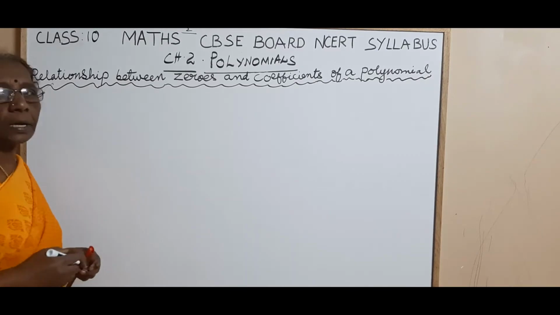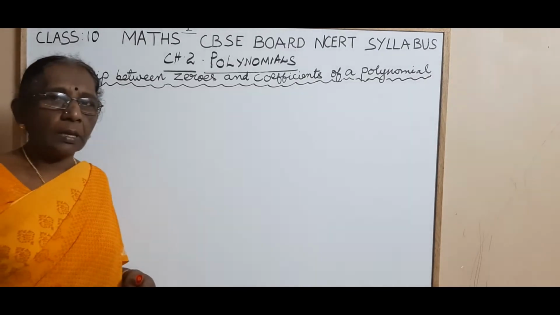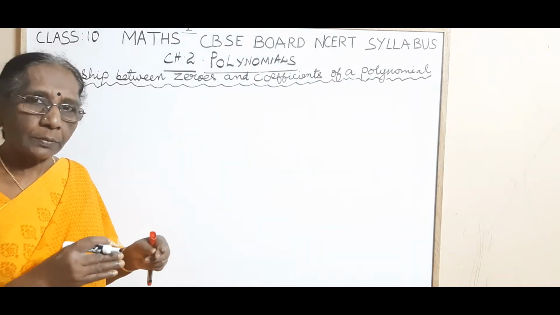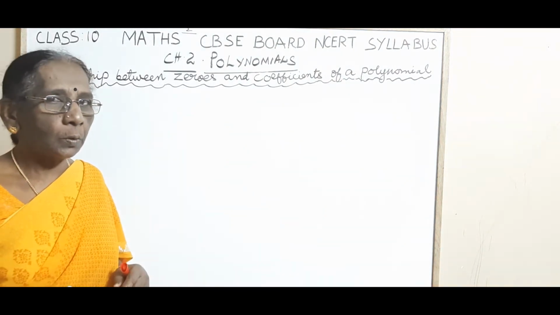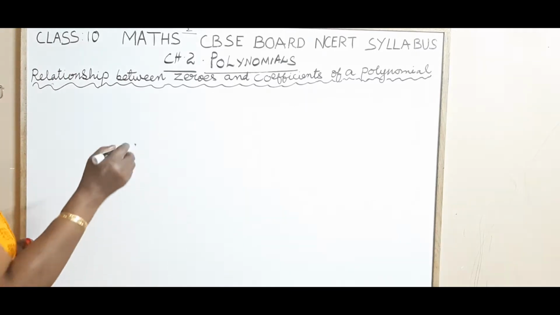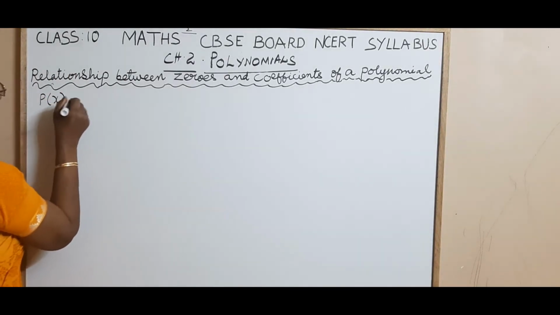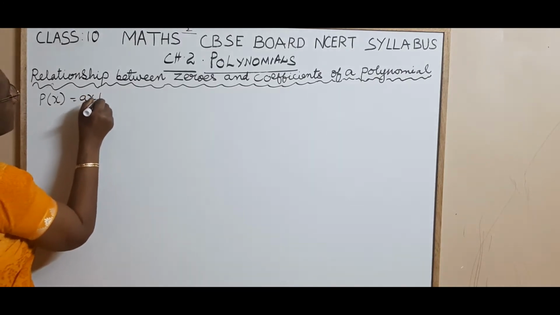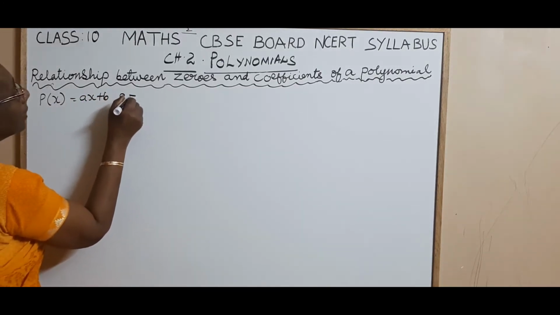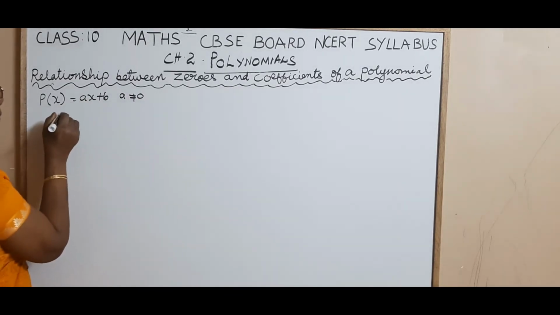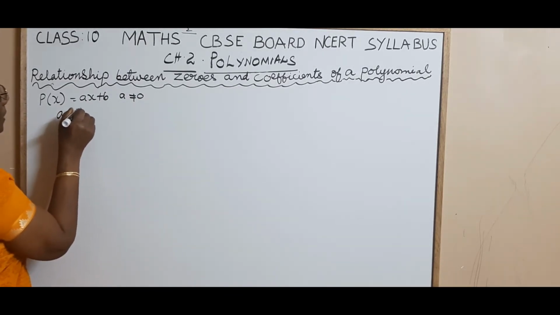So, already we have studied the relation between the zeros and coefficients of a linear polynomial. Let us have a small recap about that, then we will move to the quadratic polynomial. Let p of x be ax plus b, a linear polynomial, a not equal to 0. So, we have to find the zeros of this polynomial. For that, what should you do? We have to equate it to 0.